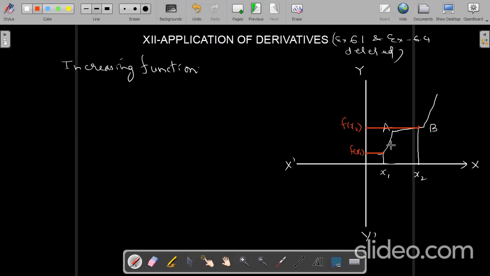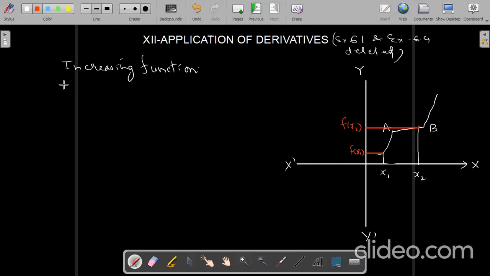It can be equal for some point, if x1 and x2 both come at a point, or somewhere you can find the same values. For an increasing function, you can have the same value. So that's why a function is called increasing in this interval I. This is the interval x1 to x2. In this interval, we have to consider whether it is increasing or decreasing.